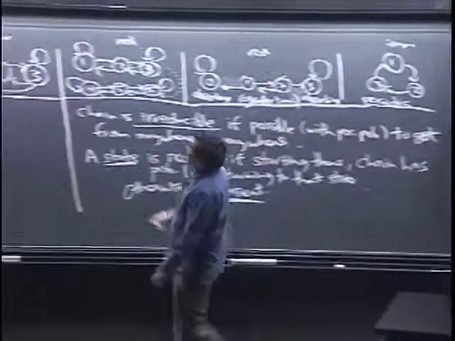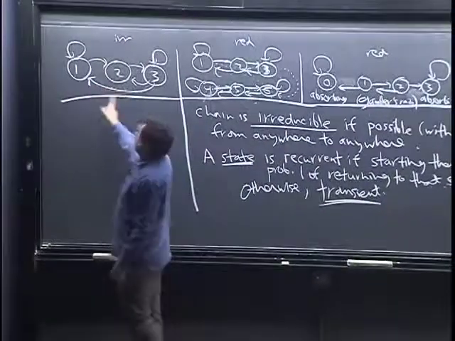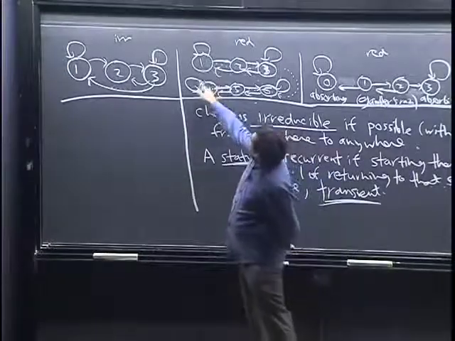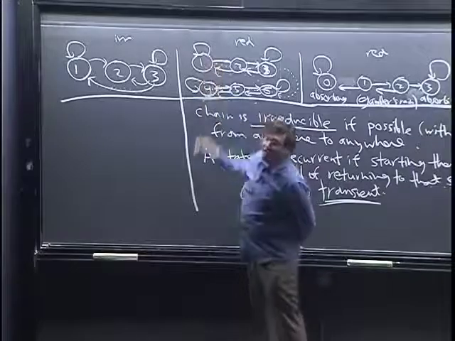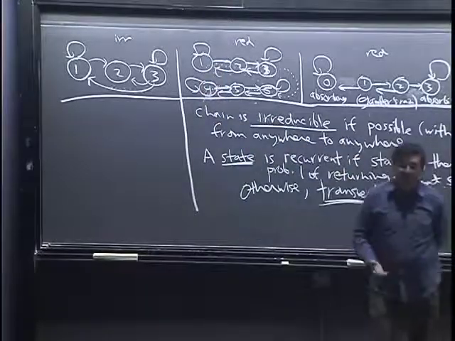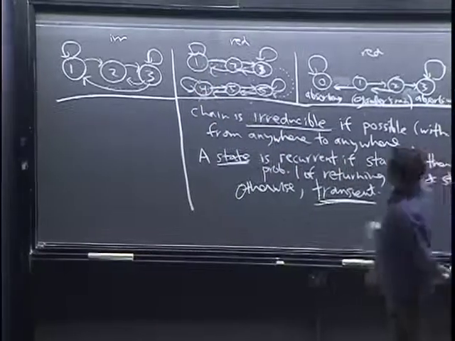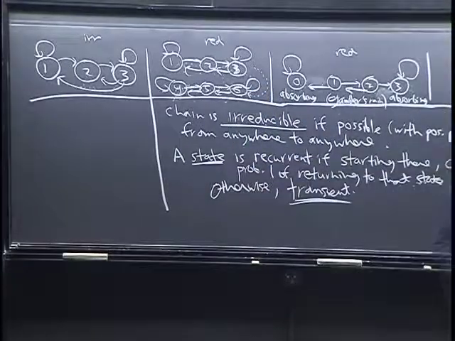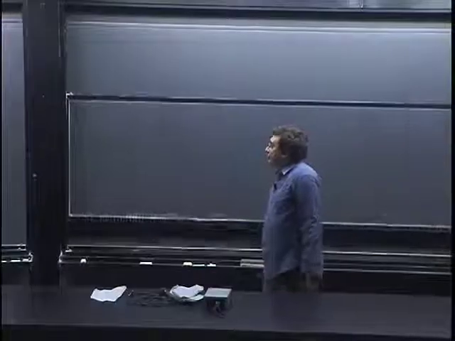Okay, so those are just some examples to keep in mind, pictures. The nicest one is this one where it's irreducible and all the states are recurrent. For this one, if we also added some way to get from here back up to here, then it becomes a nice one also. It'll be irreducible, everything will be recurrent. But if we can only go one way, then that's kind of a bad one, okay? That would be reducible.